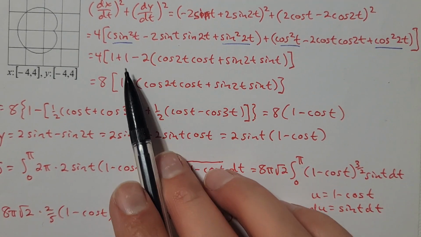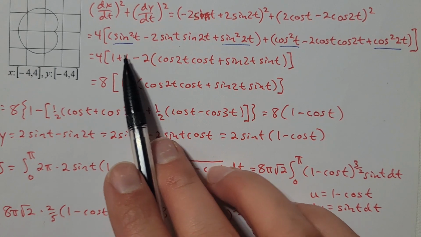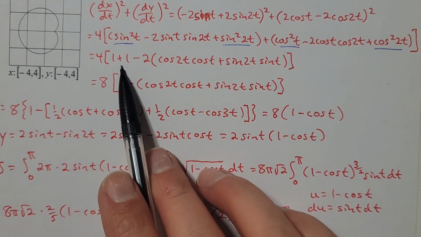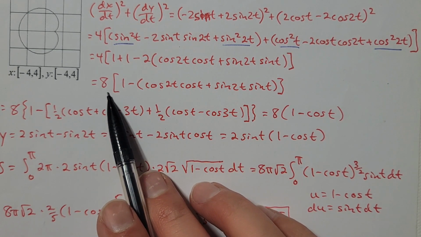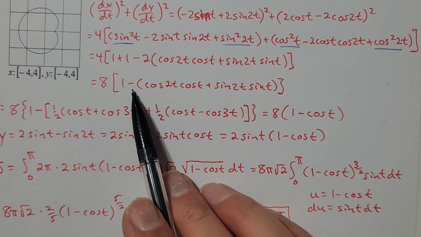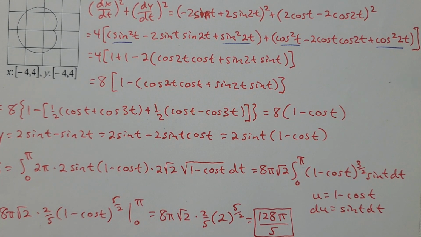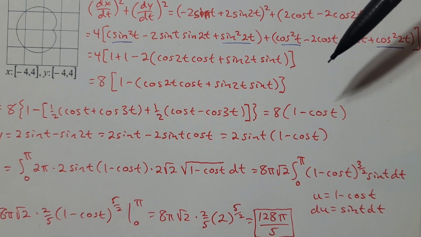So then 2 plus 2, that's what I get there. Then if I factor out a 2 from these two groups here, I've got 2 times 1 minus all this. 4 times 2 is 8, times 1 minus cosine 2t cosine t plus sine 2t sine t.